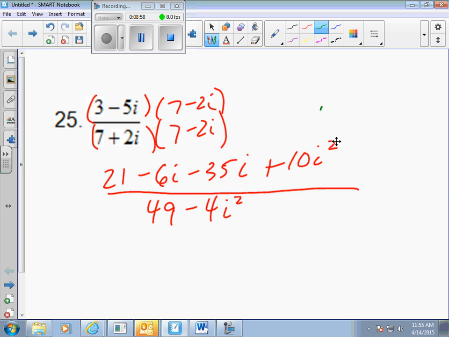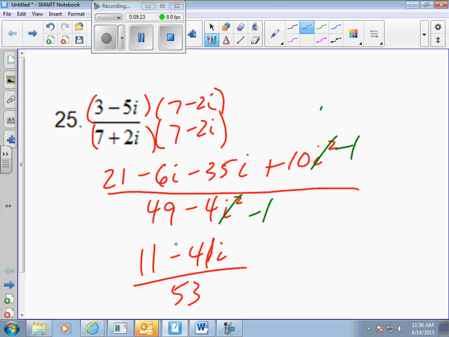We know that i squared is equal to -1. Simplifying here, I get 21 minus 10 is 11. -6i and -35i gives me -41i. And on the bottom, -4 times -1 is positive 4, plus 49 gives me 53. Can't leave it like this because we need it in the real part and the imaginary part. Good luck on your test.